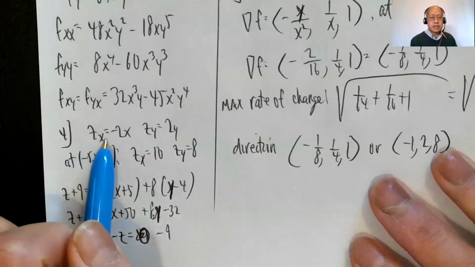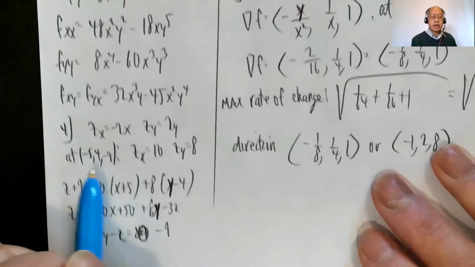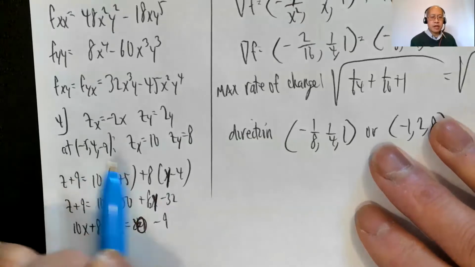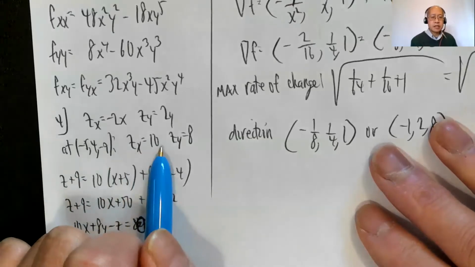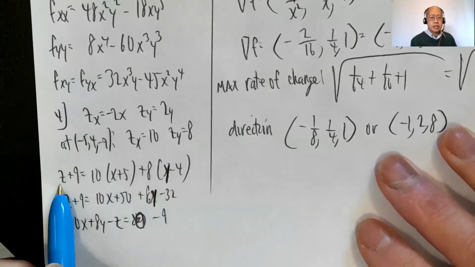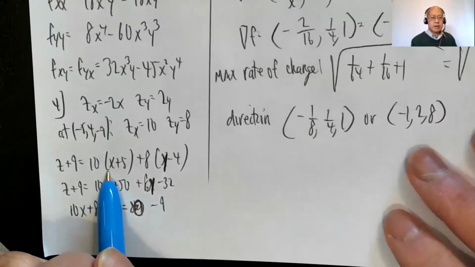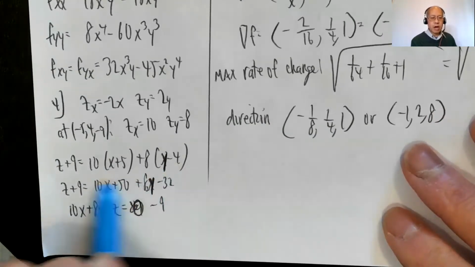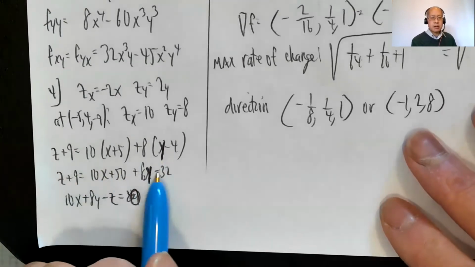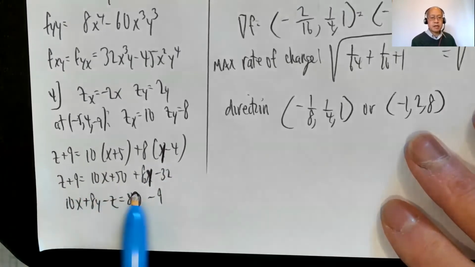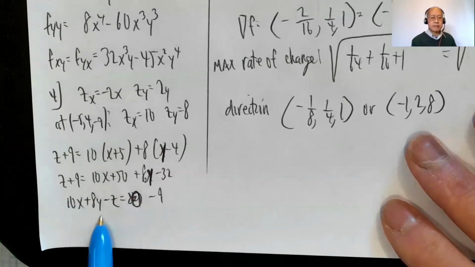Number four, z_x is negative 2x, z_y is 2y. Plug in (-5, 4, -9). z_x is 10, z_y is 8. Plug in: z plus 9 equals 10 times (x plus 5) plus 8 times (y minus 4). I would accept it if you stop there. You can keep going and possibly mess up like I did. 10x plus 8y minus z is equal to negative 9.